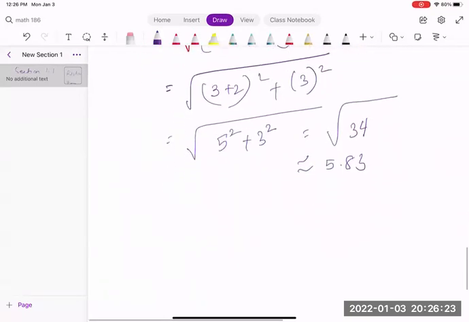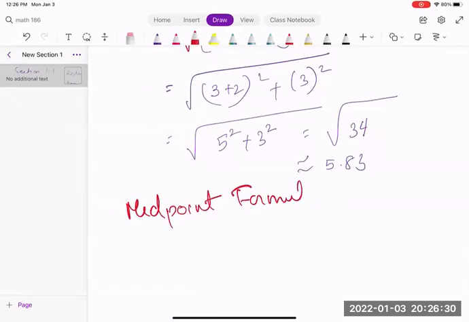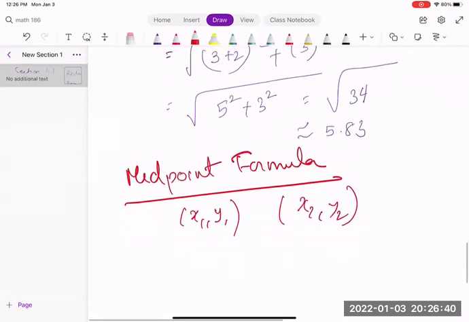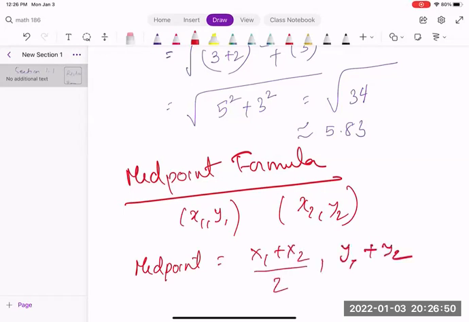The next one which we are going to look at is the midpoint formula. And again, something which you have seen before. If you're looking at 2 points again, x1, y1, and x2, y2, you want to find the midpoint between these. It's given by x1 plus x2 over 2, comma, y1 plus y2 over 2.